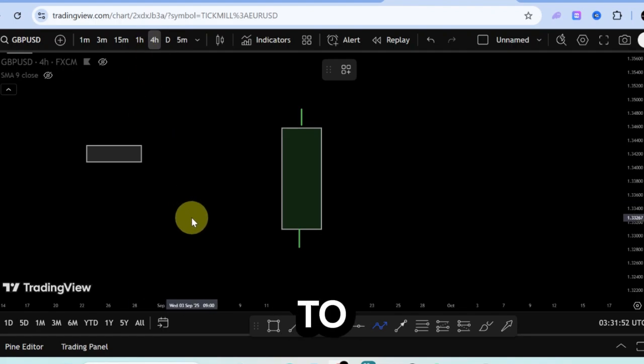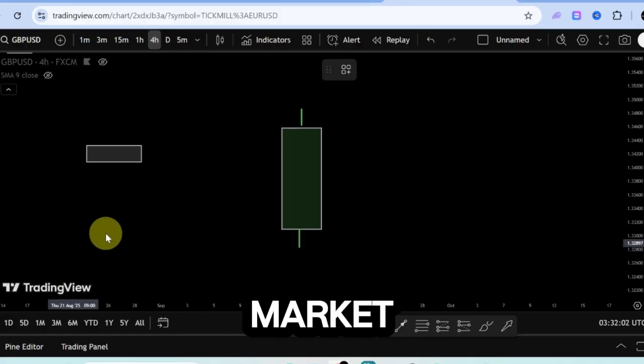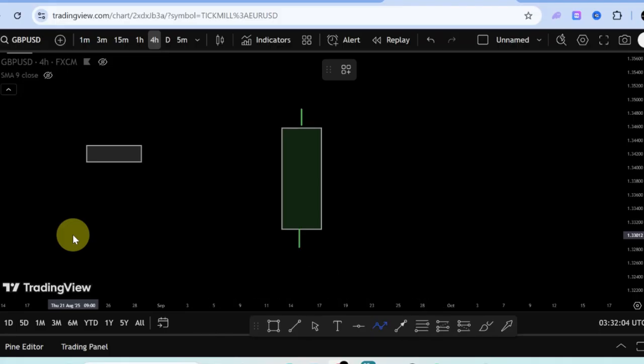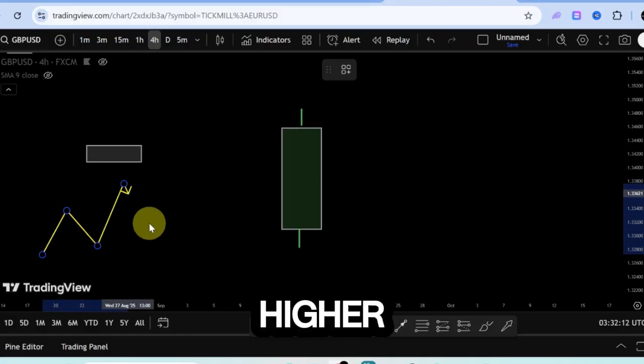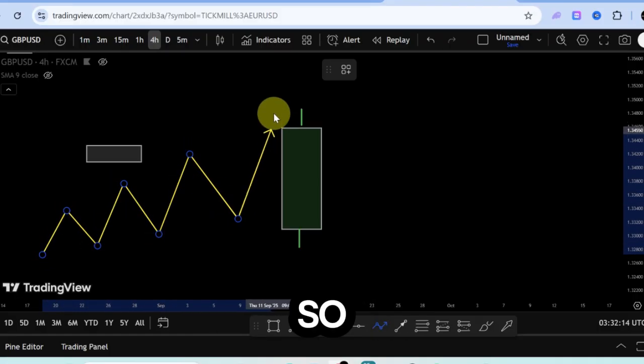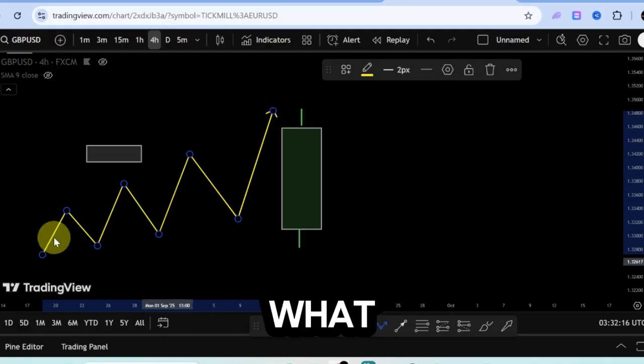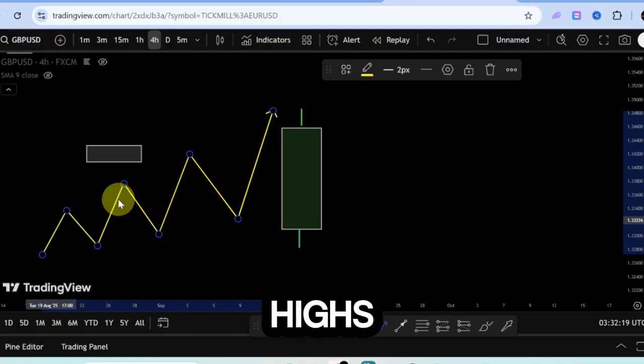All I need to do is look for the direction of the market, whether it's a bullish market or a bearish market. For example, I'm in a bullish market. I believe you understand how to identify the market trend, but if you don't know, it's very simple. In a bullish market, you are going to see a series of higher highs and higher lows, something like this.